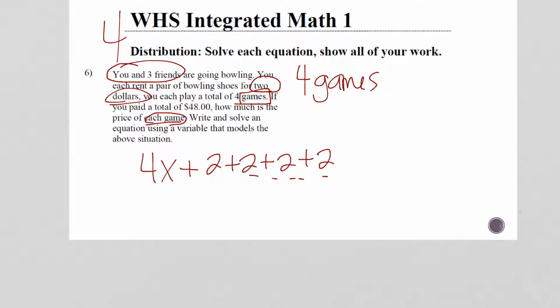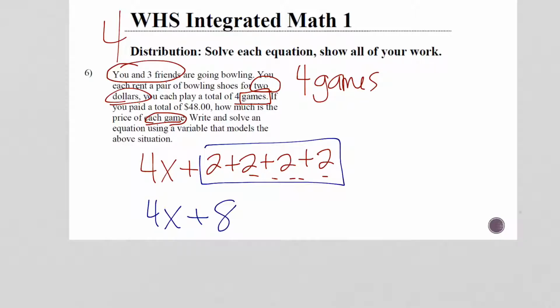If there's 4 people going to play, you're going to end up spending $2, $4, $6, $8 on shoes equals the total cost. The total cost is $48.